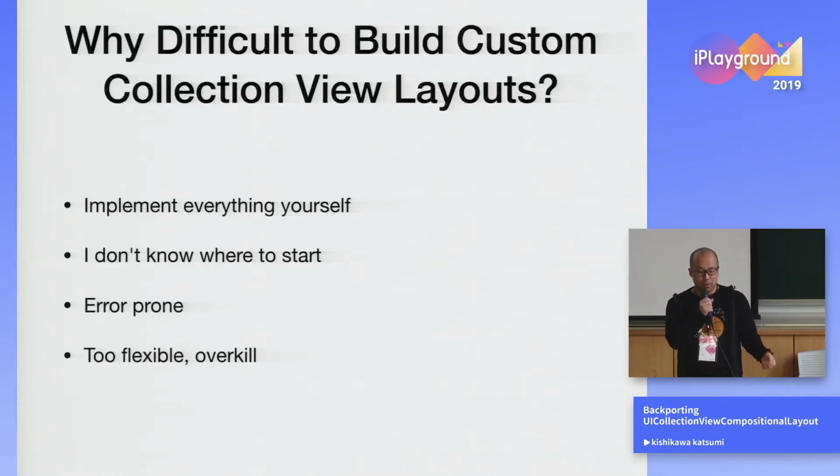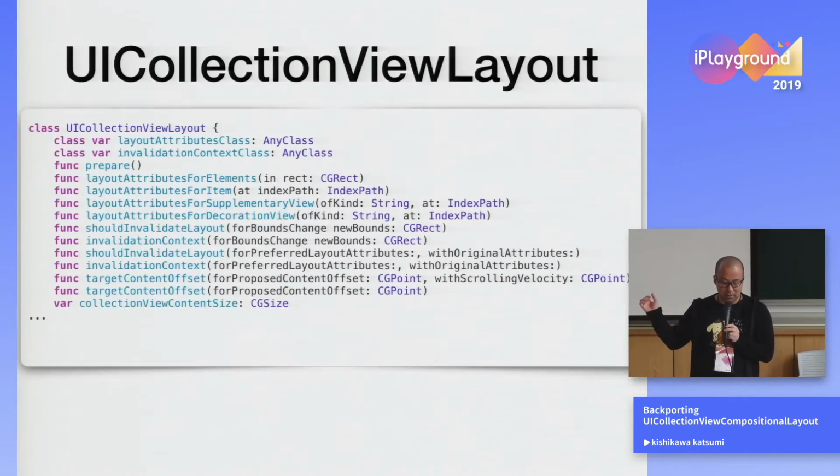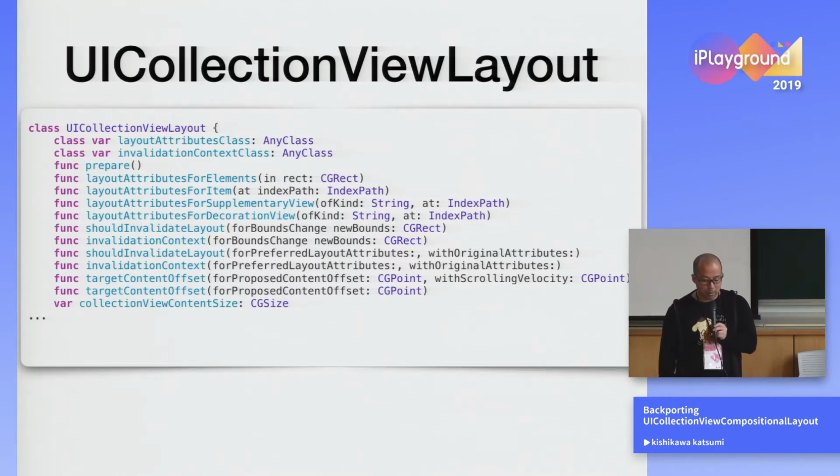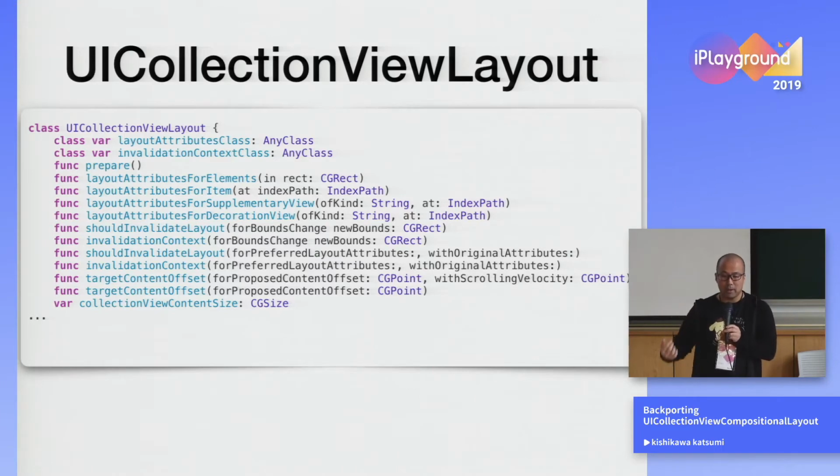To create custom layouts, subclass UICollectionViewLayout, but UICollectionViewLayout is a very abstract class. So we have to implement everything ourselves. UICollectionViewLayout doesn't help with anything to calculate the layout. There is just an empty method to override. You have to do all the layout calculations and preparation yourself. The code here is an example of the UICollectionViewLayout interface. It has many methods. Most people don't know where to start. What should we do? We don't know the right way, and it is error-prone. So we are forced to try and error many times. Therefore, the implementation cost becomes too high. I'm pretty sure that is not what we wanted.